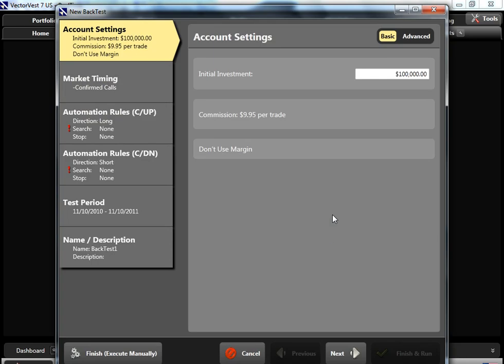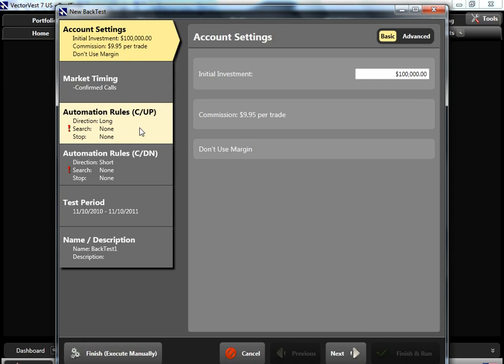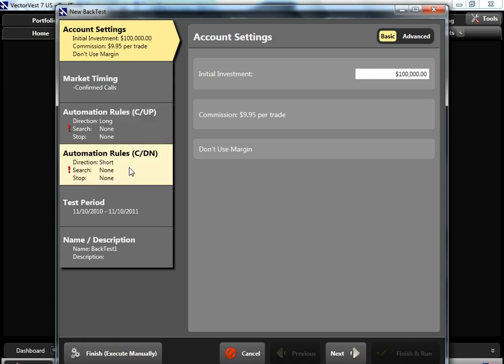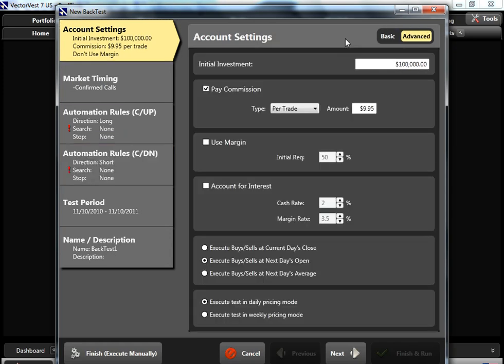Now, this analysis will be a little different from what you're used to in that I have 2 situations that I have to maximize or optimize. Both the long side for the confirmed up calls and the confirmed down calls. And because the majority of our time will be spent on the downside, on the bearish side of the market, I'm going to optimize that side first. So let's step through this. As for our account settings, I'll leave all of our defaults. Just confirm that you have $100,000, $9.95 per trade, and we're going to be executing on the next day's open.